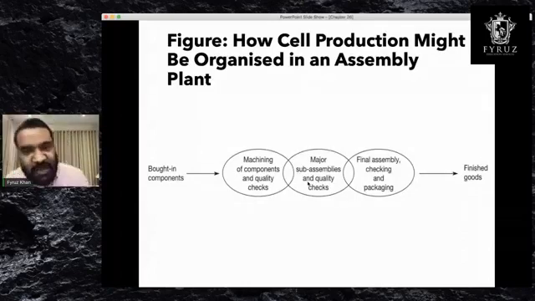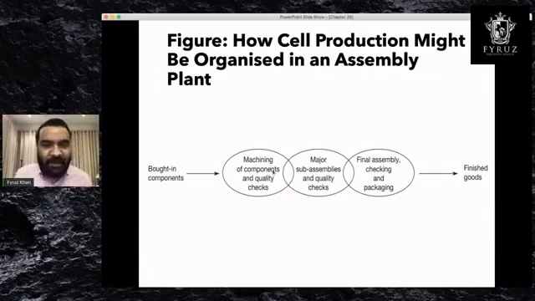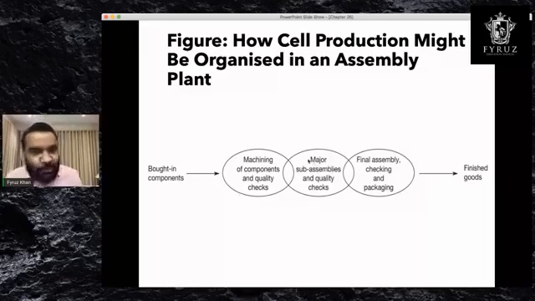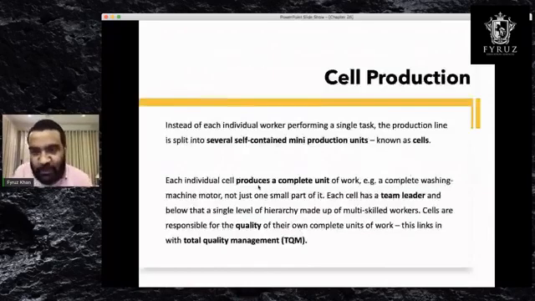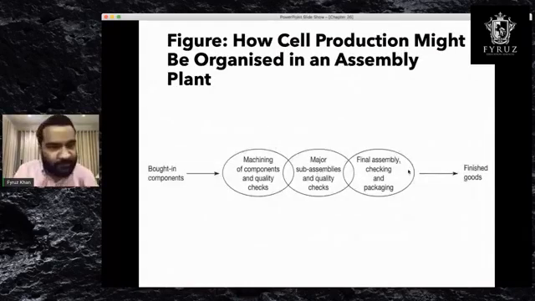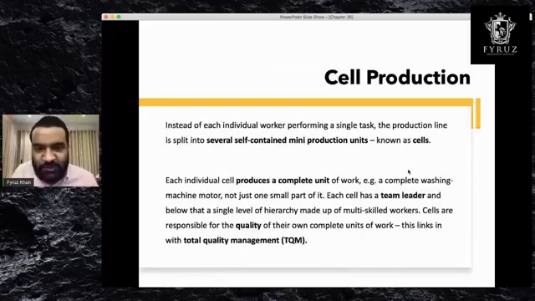Something like this. You have machining of components, then sub-assemblies and quality checks, and then final assembly, and then you have finished goods. You'll have different teams sequenced together, and different people will work in different departments or different teams. Okay, so that is cell production.